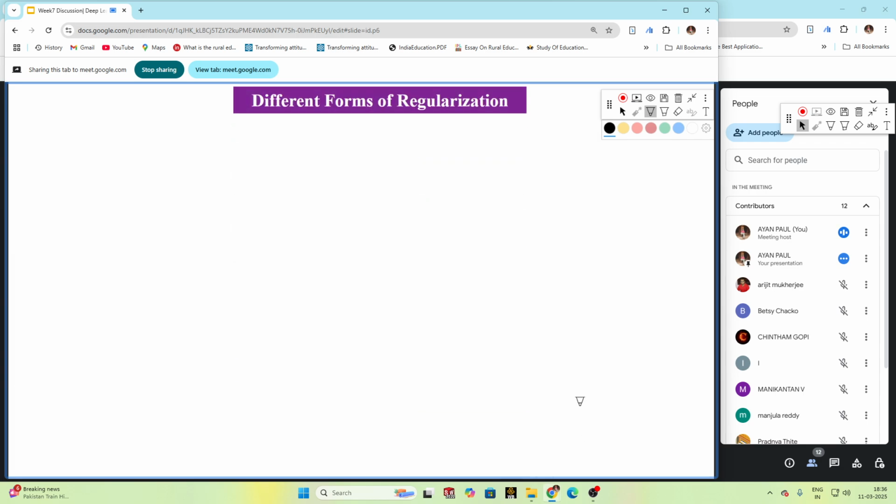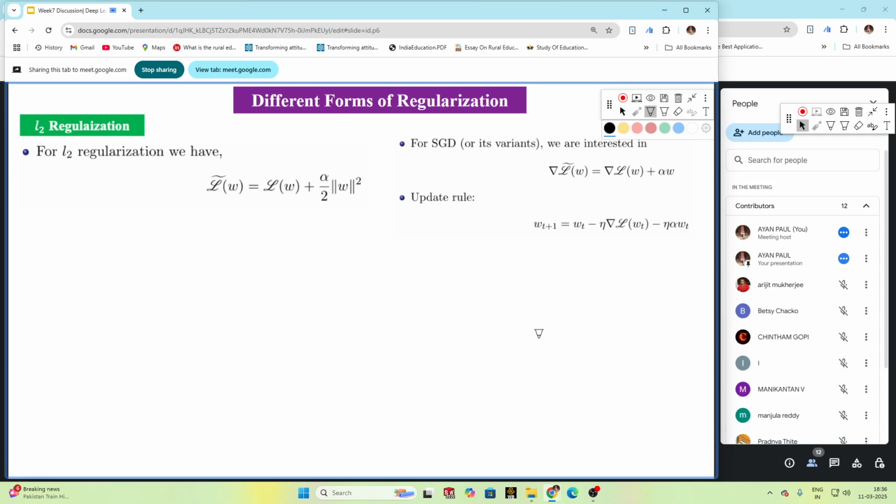Now we will see different forms of regularization. Last class we also discussed regularization, but completely in terms of autoencoders. Now we will see it in more general terms. First we will have L2 regularization. We will also have L1 regularization. We do not use L1 regularization that much, because what L1 regularization does is it drives our weight to 0.